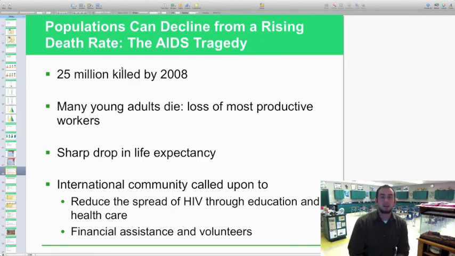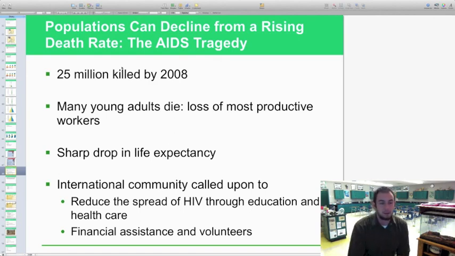All right, populations can decline from a rising death rate. This is the little section on the AIDS tragedy. We had 25 million people killed in 2008 just from AIDS itself, and many of those were young adults. And that's really your most productive age class, young adults who are willing to work hard and trying to advance their careers and themselves and their pocketbooks. And when you have a majority of those dying, that's going to take its toll on the economy.